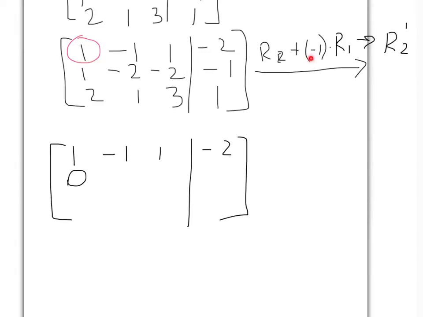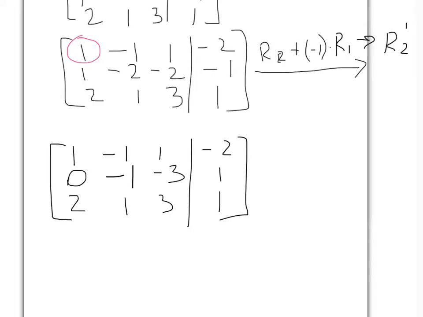Negative 1 times negative 1 is positive 1, plus negative 2 becomes negative 1. Negative 1 times 1 is negative 1, minus 2 is negative 3. And negative 1 times negative 2 becomes positive 2, minus 1 becomes positive 1. So you're done with row 2. What are you doing to row 3? Nothing. Because why? Because your instructions only dealt with row 2. So row 3, you're just copying down.